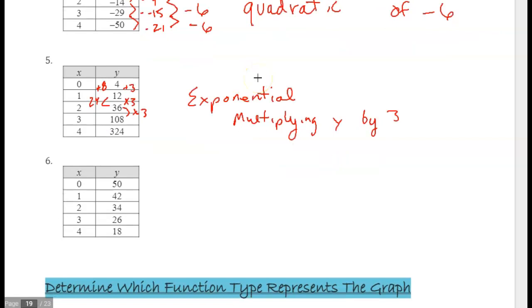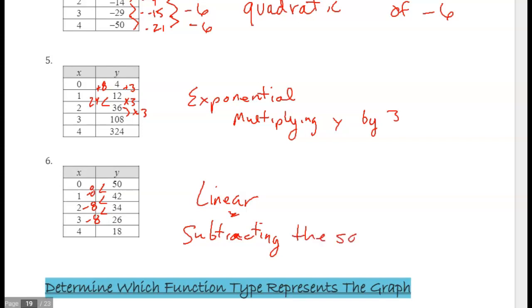And then this one here. Yeah, I'll start off with the easiest one. I always see if it works. So subtract 8, subtract 8, subtract 8. So this is a linear function because you are subtracting the same number. It's got that common difference.